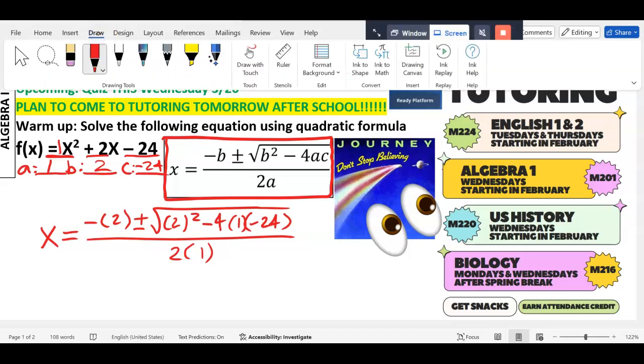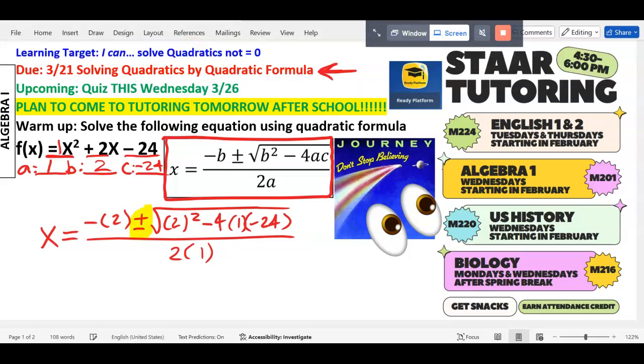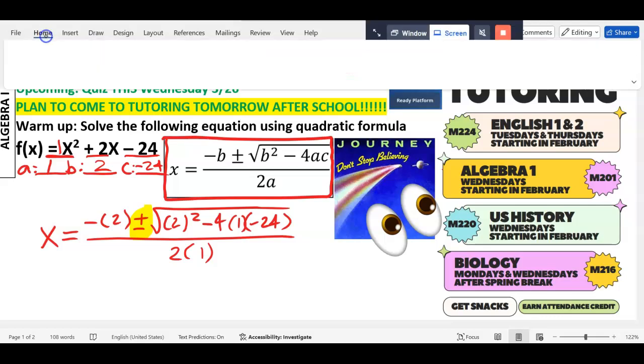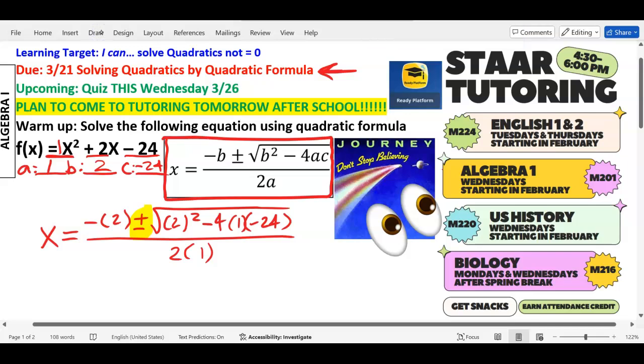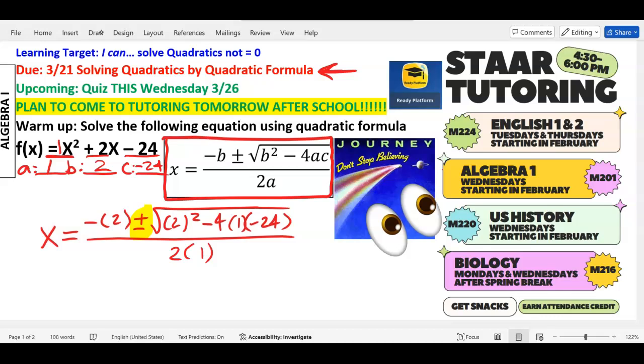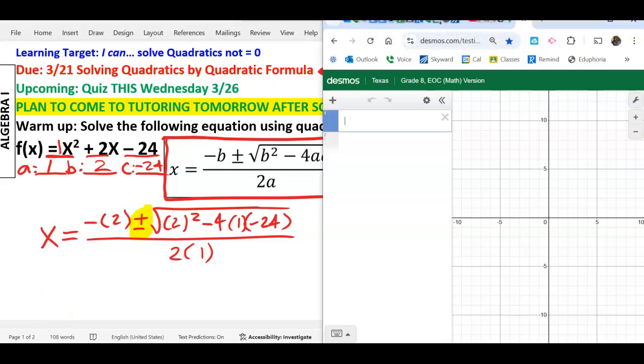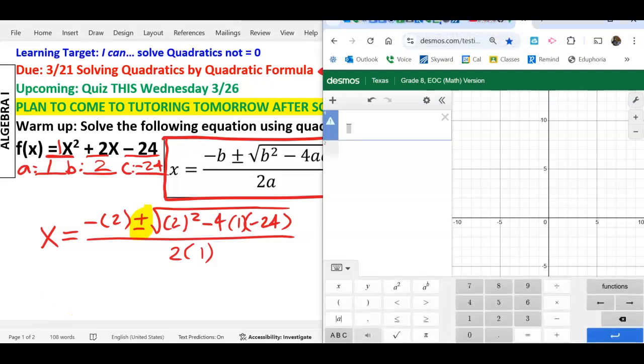Now, the super important thing that I'm going to highlight here is right here. Do y'all see that plus minus? It looks like a plus and a minus at the same time. Well, that means you're going to have 2 answers. You're going to type it into Desmos with a plus. You're going to type it in again to Desmos with a minus. So let's go ahead and type this in. Hit divide first to make a fraction bar. Negative 2 plus, I'm going to start with just the plus, square root of 2 squared minus 4, 1, negative 24. And then make sure you go down 2 times 1.